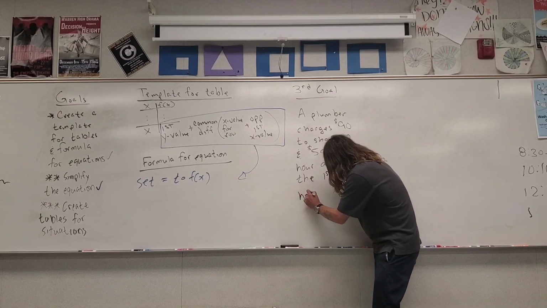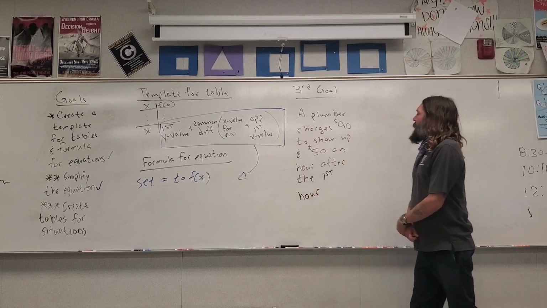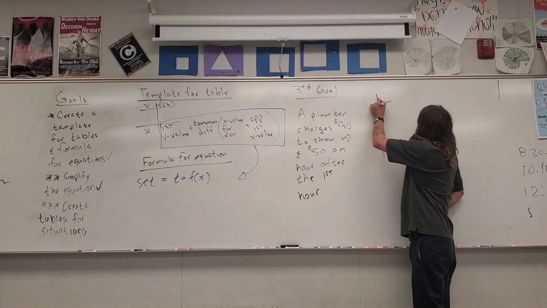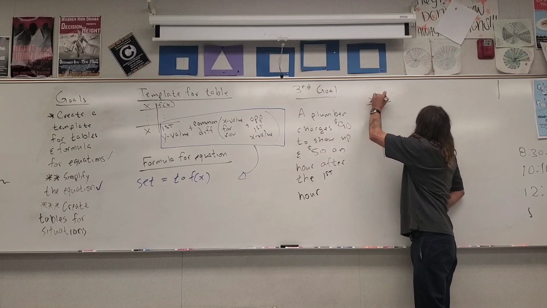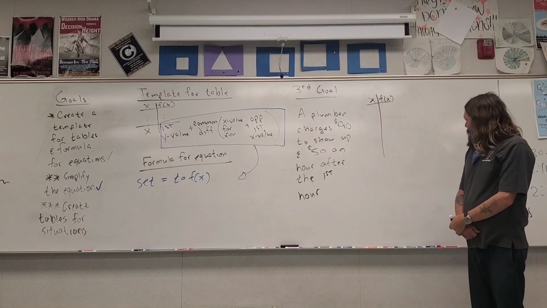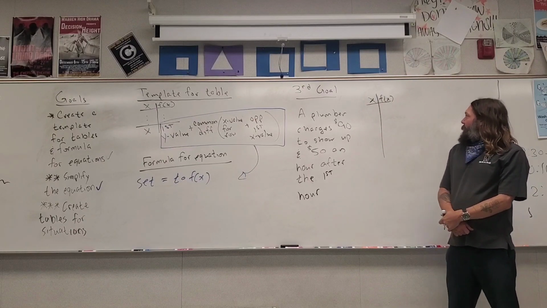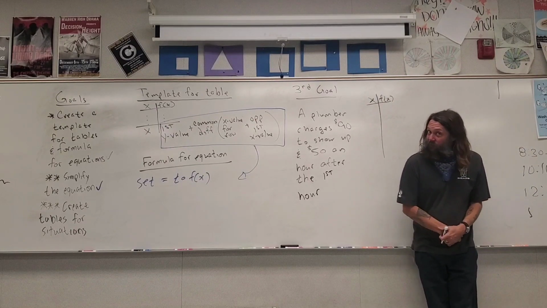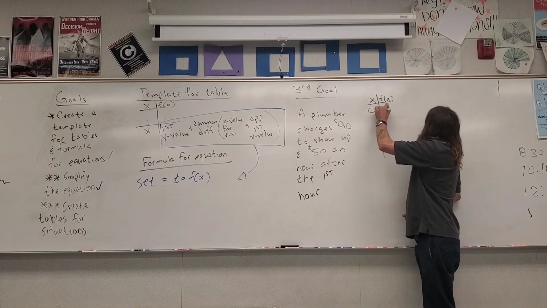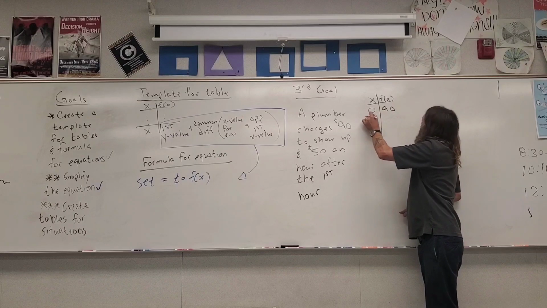So a lot of you are going to think that, well, I'm going to start my table with 1, right? Because it says after the first hour. But that's not how this table actually works. It actually works in the sense that the plumber shows up, he's been there for 0 hours. So when the plumber shows up, it's going to cost you $90.